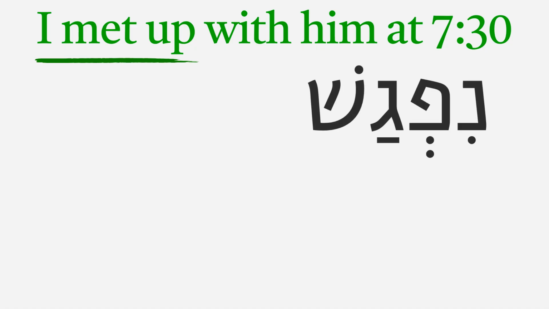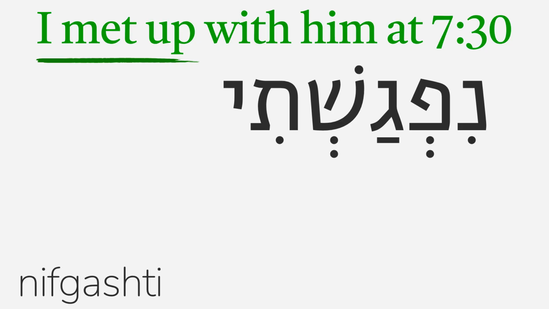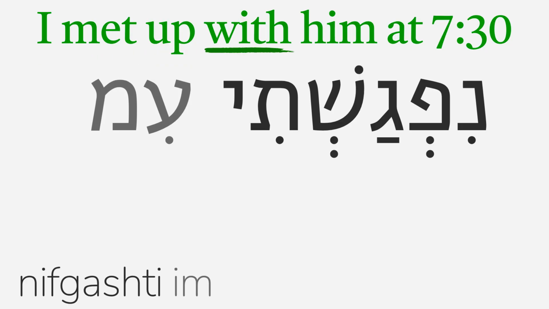Let's say I met up with him at 7:30. I met up will be the root pe gimel shin in the nefal binyan. It's in the past tense, and its subject is I. As always, the simplest past tense verb form is nefgash, he met up. To say I met up, we add the t suffix, used for past tense verbs whose subject is I. Nefgashti.